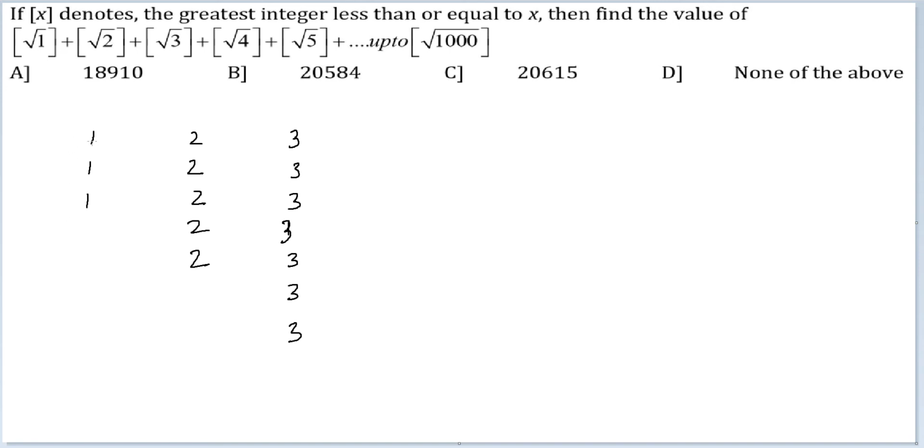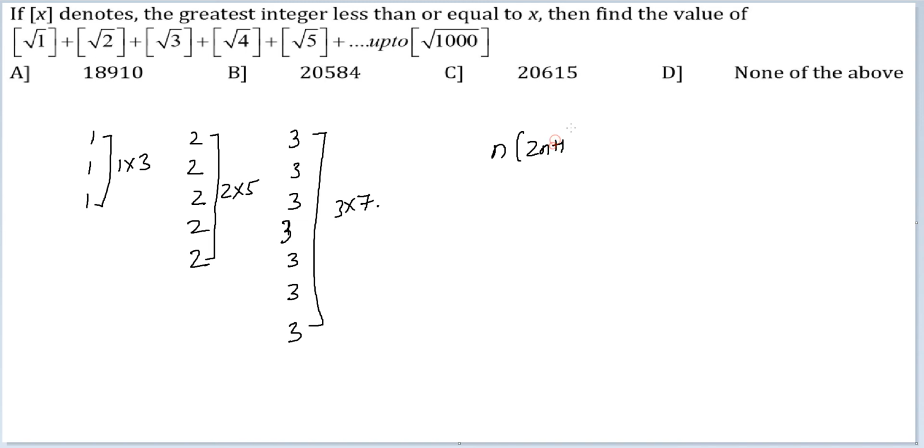Can you see the pattern here? 1 you are getting how many times? 3 times. 2 you are getting 5 times. 3 you are getting 7 times. So effectively every number n is coming for 2n plus 1 times.